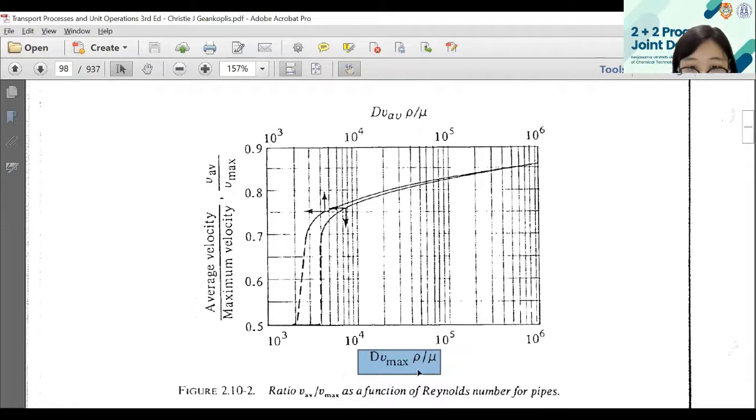Okay, this is NRE max. I will go up to the NRE max, and after it meets the curve of the NRE max, I will draw a straight line to the left to find the V average over Vmax. Now, if I know the Vmax already because of the pitot tube, then by using the ratio between V average and Vmax, I can find the V average.